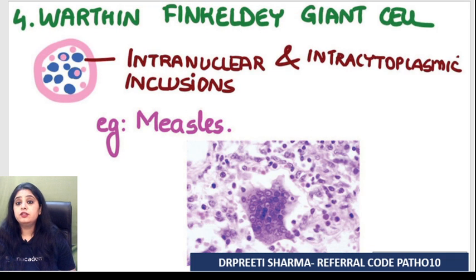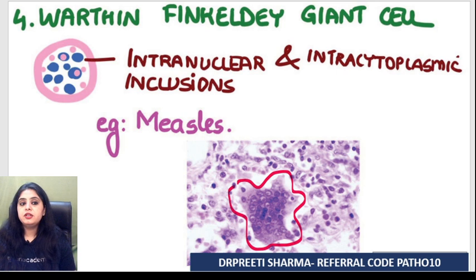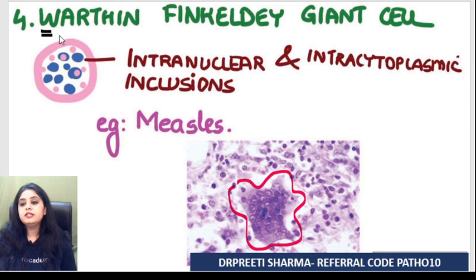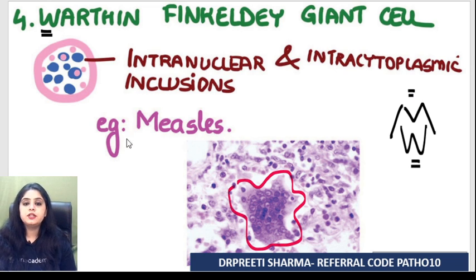Number 4, on first glance, to be very honest, this also appears to be a haphazard arrangement. I agree. If I were in your place, I would have referred to this as haphazard arrangement only. However, if I look carefully, this is not the haphazard arrangement of a foreign body. This is a Warthin-Finkeldey giant cell, which you see in a case of measles. Warthin-Finkeldey giant cells are seen in measles. All the nuclei will be here and there, but there will be inclusions because measles is a virus.